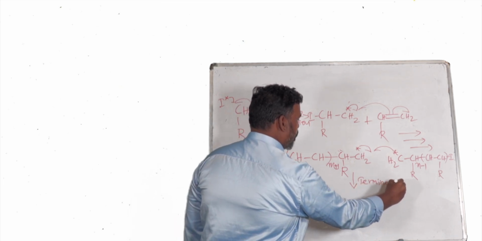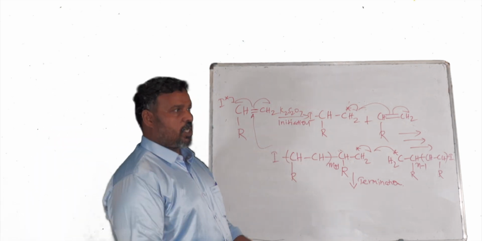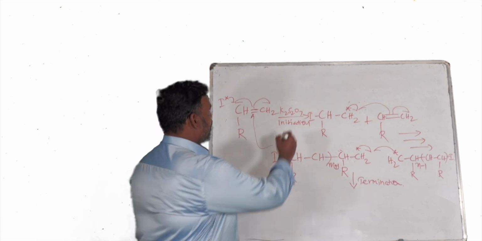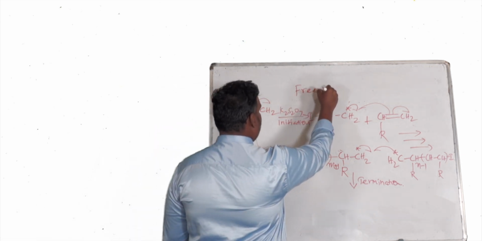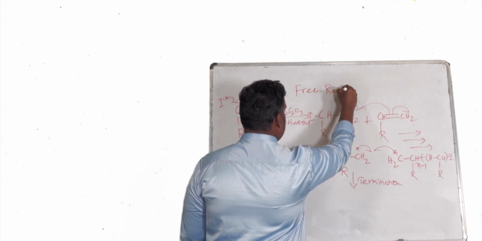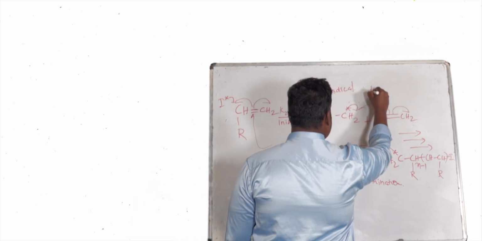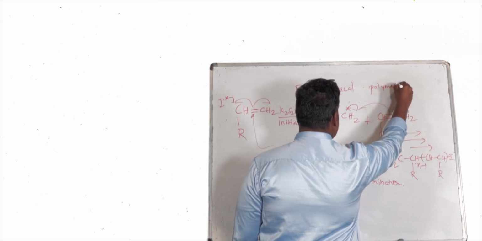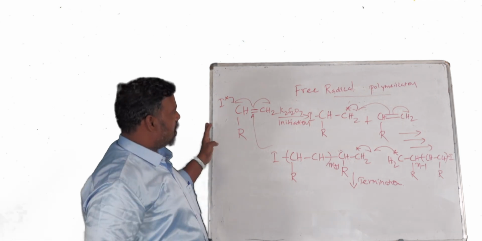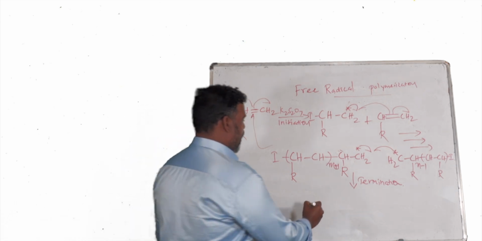So how long can a polymer chain grow? It can grow until it is terminated. There is no control in this reaction. That is the reason why it is called free radical polymerization. Since it involves a radical, there is no control. Once two growing chains meet, they can terminate and produce a polymer.